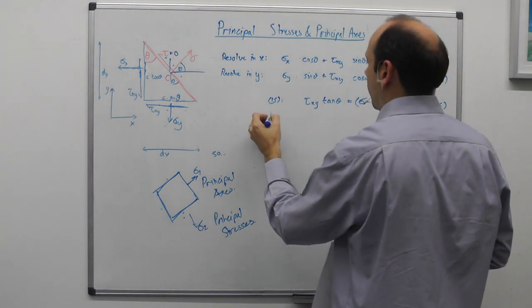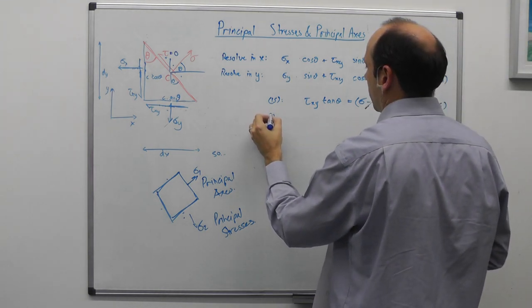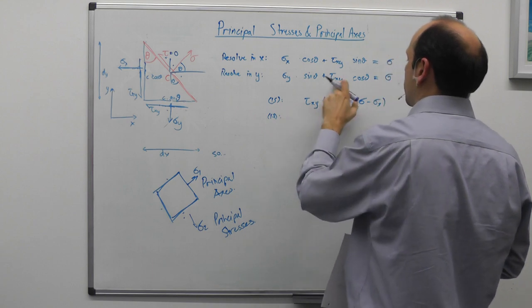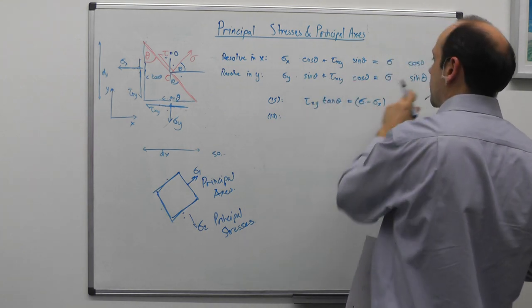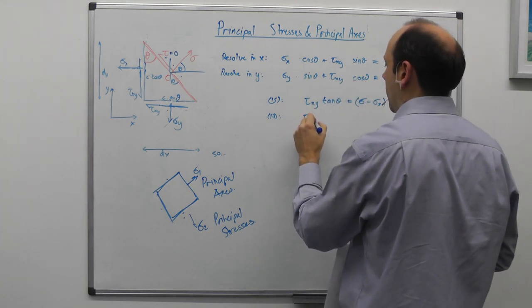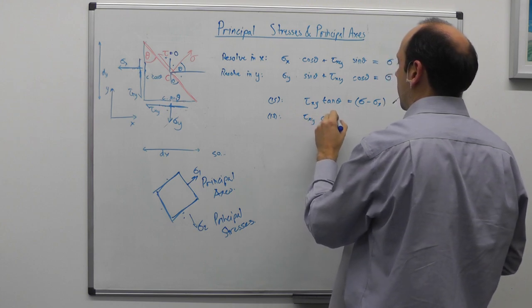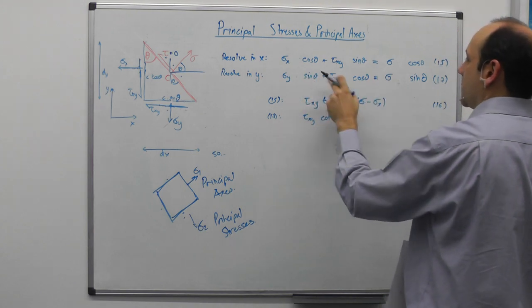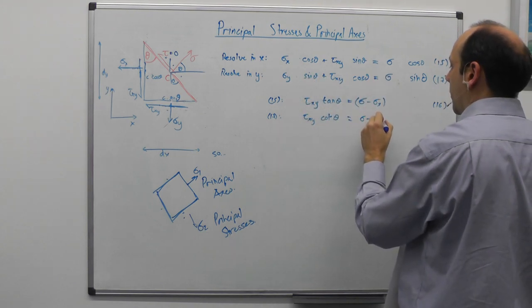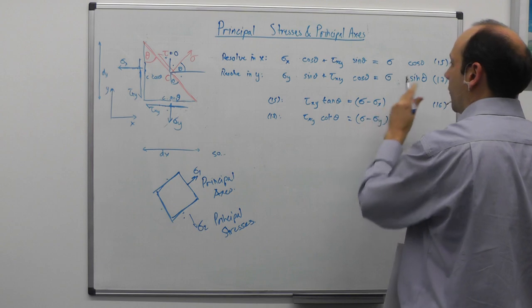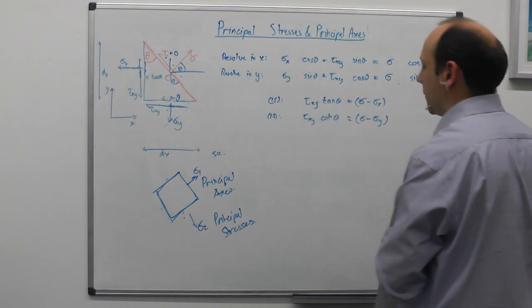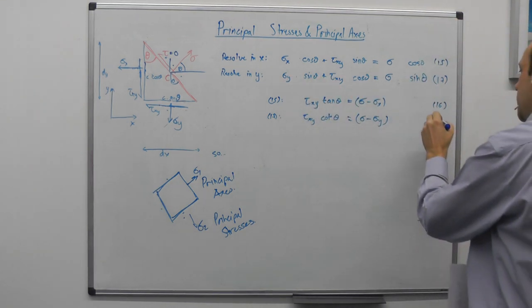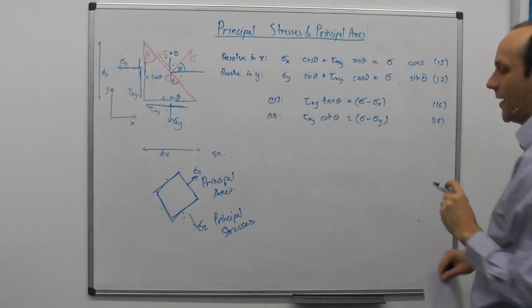Let's do the same sort of trick to equation 17. We want to make tau xy, so let's divide it all through by sine this time. So we'll have tau xy cot theta, divided all through by sine. And let's collect over the sine theta term. So we'll have sigma minus sigma y. And we've divided it all by sine theta, so they just go. So that's equation 18.